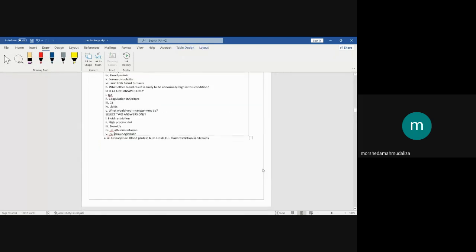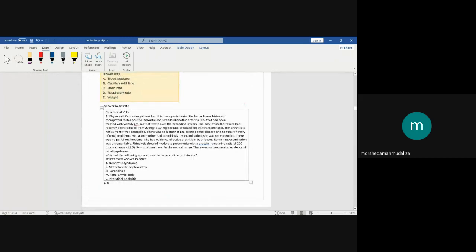And there is something here with the new format that is very, very easy to diagnose. So a 10 year old found to have proteinuria, with a 4-year history of rheumatoid factor positive polyarticular JIA that has been treated with weekly IM methotrexate. The dose of methotrexate had recently been reduced because of raised hepatic transaminase. Arthritis is not currently well controlled. There is no history of pre-existing renal disease, no family history of renal problem. Her grandfather had sarcoidosis. So this new format case is actually not a very good case, because here they make it more complicated and you get no questions on these types of things.